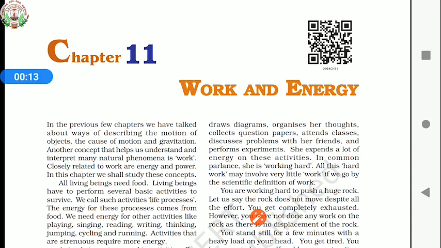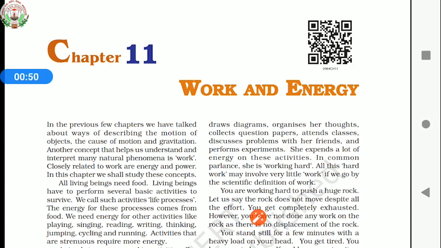Let us continue with the same chapter, that is chapter 11, work and energy. In the previous video I had explained when we can say work is done, what is energy, what are the different types of energy, what is kinetic energy, and the expression for calculating kinetic energy. Let us recall it one by one.